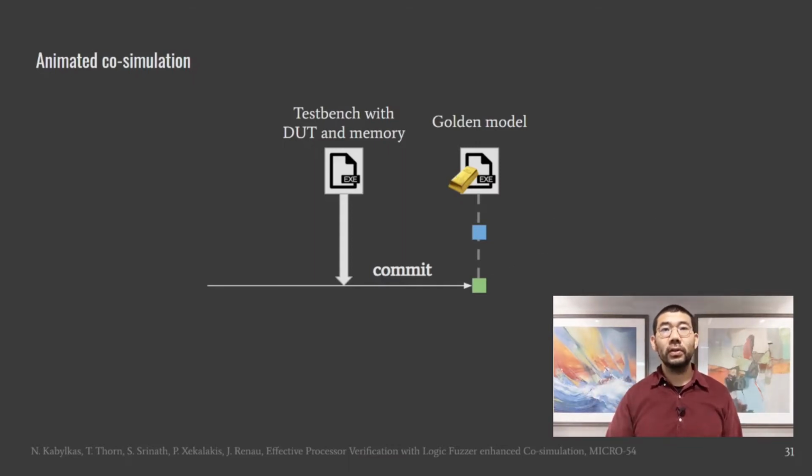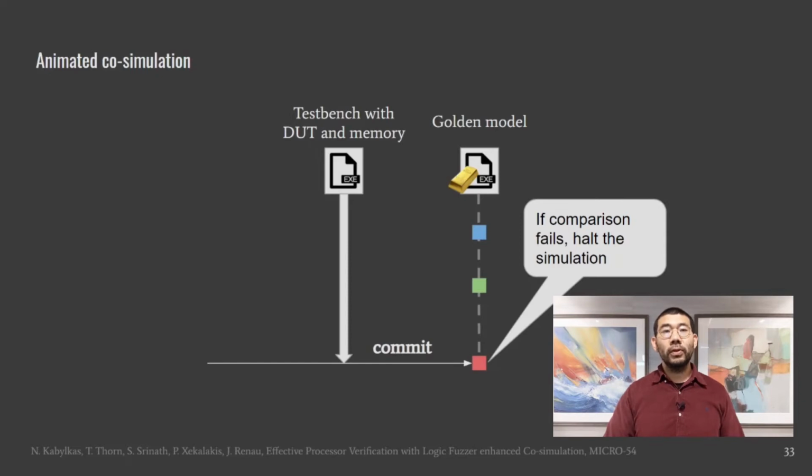We continue the execution. At some point, there might be cases when the committed instructions have different values, and that's when this technique tells us that something wrong is going on, because the architectural state of both sides has to be the same always, no matter what. At this point, we halt the simulation and we start investigation, we start debugging.